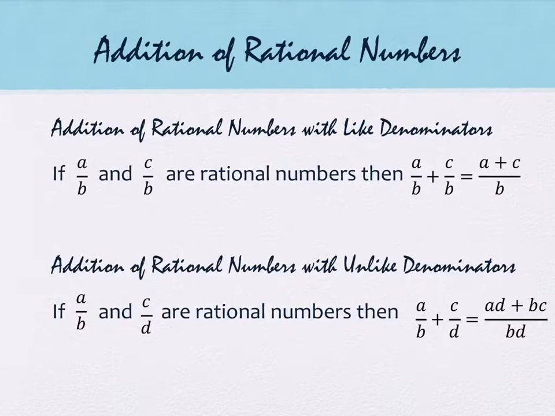So with addition of rational numbers, we have two possibilities. We could have denominators that are alike, or we could have denominators that are not alike, or unlike denominators. If you have like denominators, and you have a over b and c over b, and you add them together, then you get a plus c over b. It's not over b plus b. Okay? You add the numerators together, you don't add denominators. The denominator stays the same.